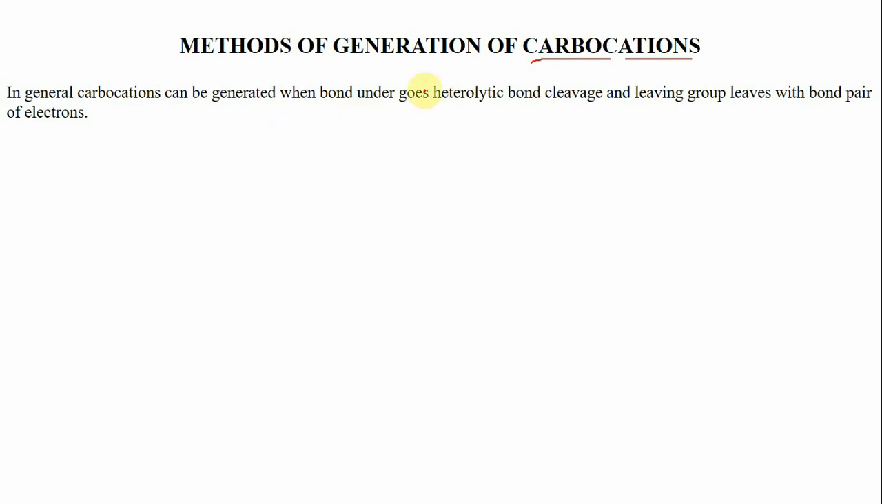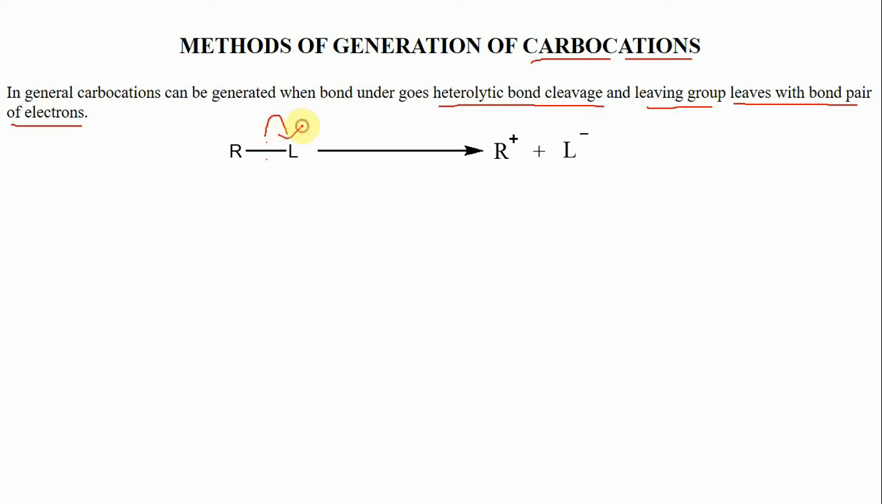In general, these carbocations can be generated by heterolytic bond cleavage, in which the leaving group leaves with the bond pair of electrons. For example, if this is your substrate and L is a leaving group, the bond between substrate and leaving group breaks and L leaves with the bond pair of electrons. So it acquires a negative charge, leaving the positive charge over the substrate. So this is our carbocation.